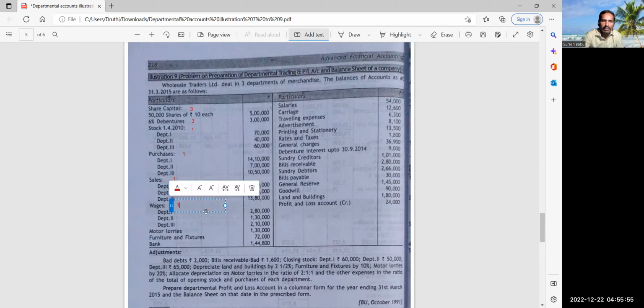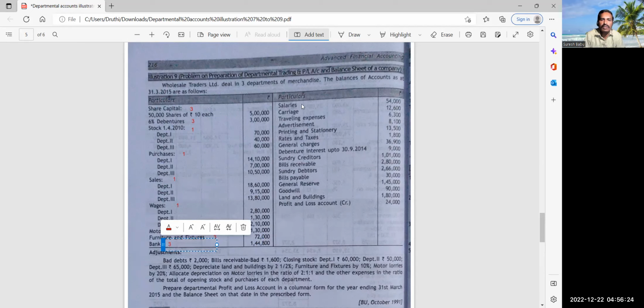Wages is also 1. That is trading account, debit side, correct? Motor lorries is given. It is an asset. So 3. That is balance sheet. Then furniture and fixtures, it is also 3. That goes to balance sheet. Then there is bank balance. Bank is also 3. That is balance sheet.